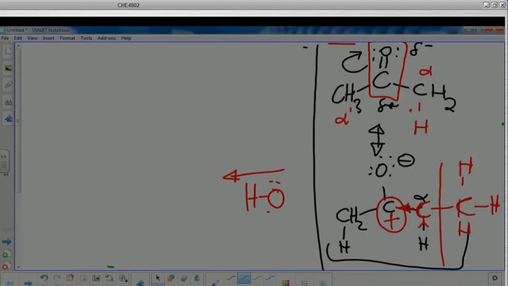if you add a base, remember a base is this. If you are not given a base, it's a hydroxide ion. Do you see how I write a hydroxide ion? Not the way you write it to put a negative charge on hydrogen. The negative charge is on oxygen. What will this negatively charged oxygen do? Which hydrogen will it abstract? The highly acidic hydrogen. Which one is the acidic one? There are many acidic ones. Which one? The one attached to the alpha carbon.